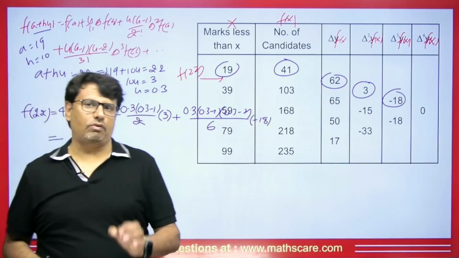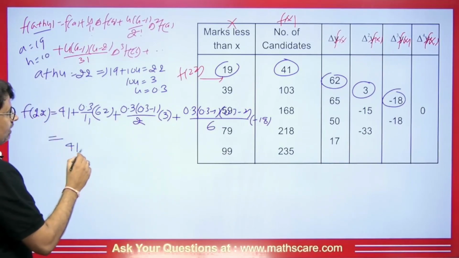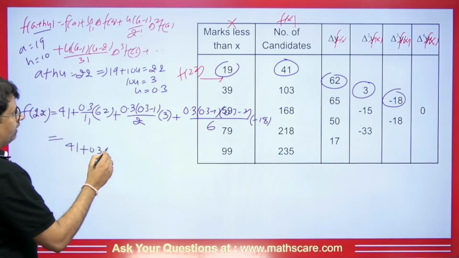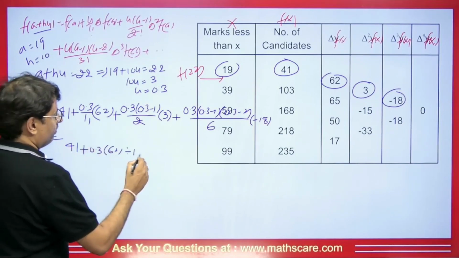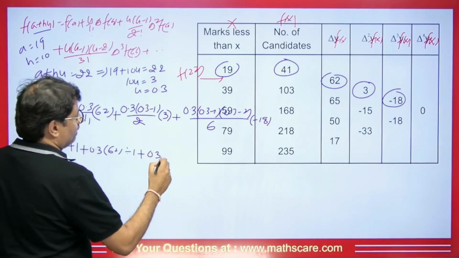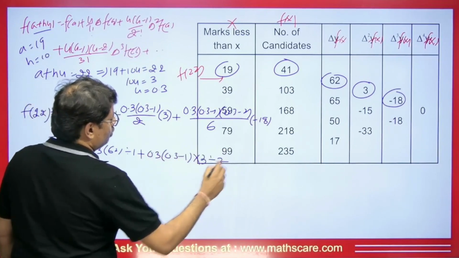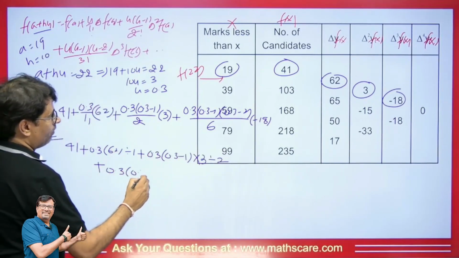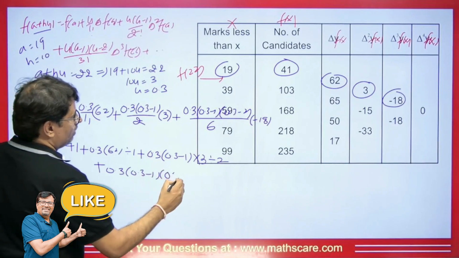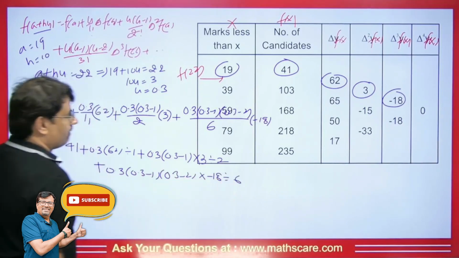Then what will we do here? We will solve it from the calculator. Now I'll write down how to use the calculator. So first 41 plus 0.3, into, put a bracket, 62, divided by 1. Then plus 0.3, then bracket 0.3 minus 1 into 3 divided by 2. So you have to use the calculator this way. Then 0.3, then 0.3 minus 1, then 0.3 minus 2 into minus 18 divided by 6. So you would do it like this, clear, students?